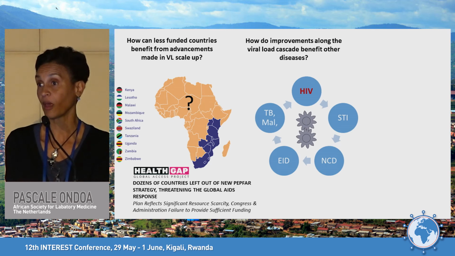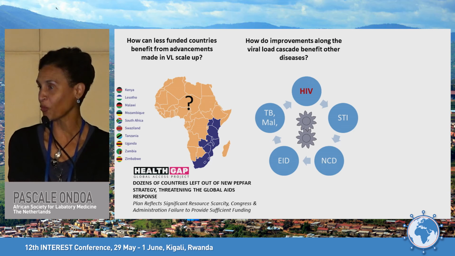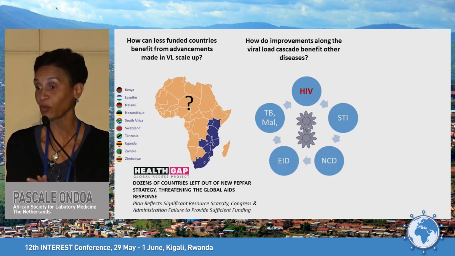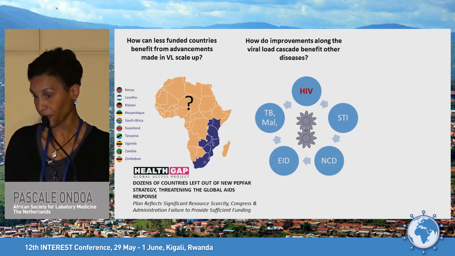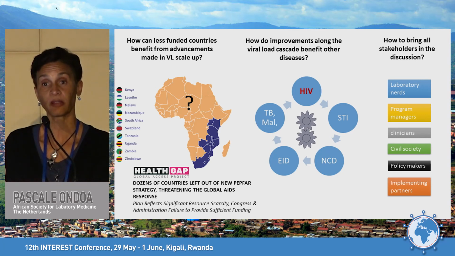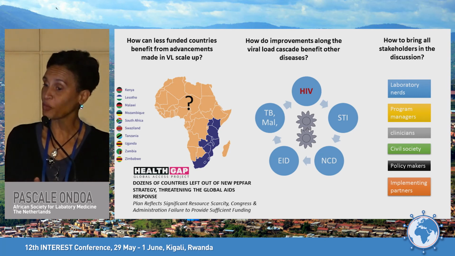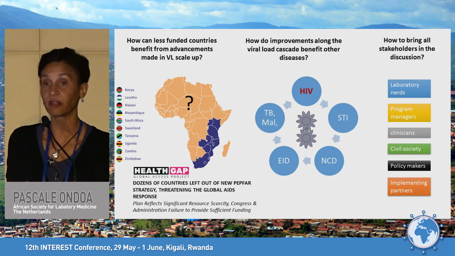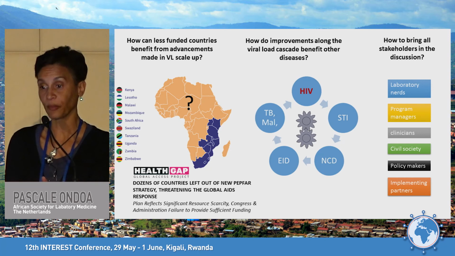And I think that Dr. Baker yesterday mentioned that it should be possible for all those MSM that are diagnosed with HIV to also be diagnosed for the other STIs. And finally, how do we bring continuously all those stakeholders into the discussion? So you realize that this problem goes way beyond the laboratory. So you have the laboratory nerds that need to be there, the program managers, the clinicians, civil society, policymakers, and the implementing partners. How is it possible?